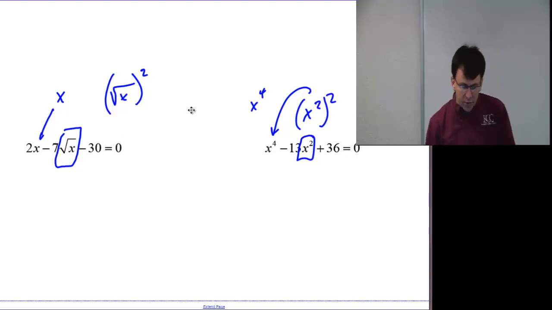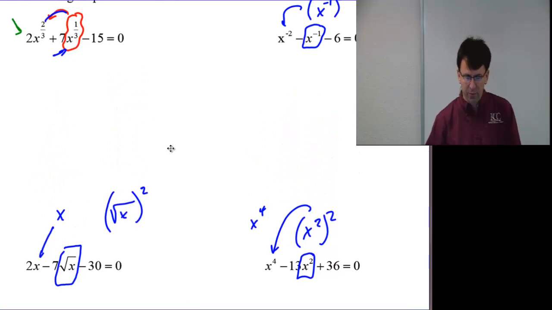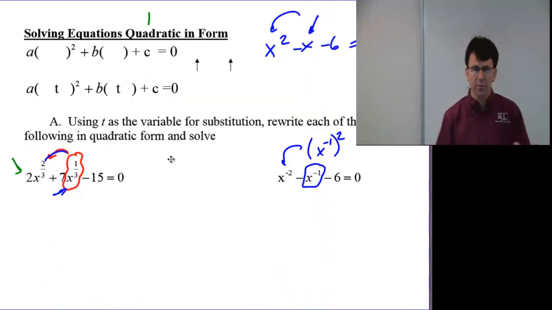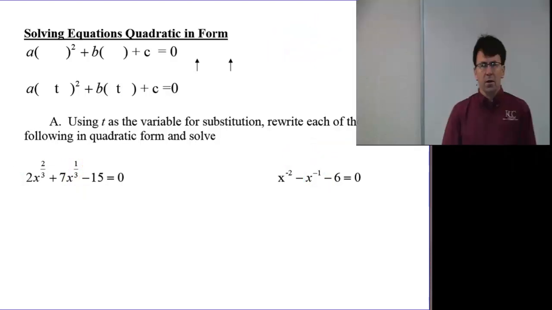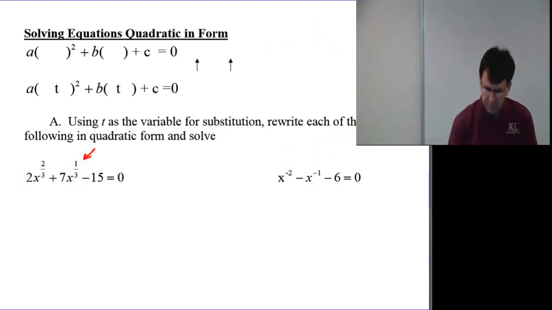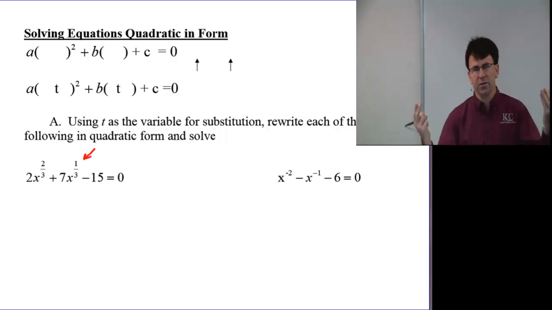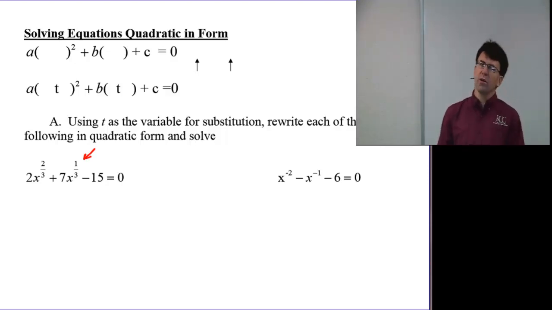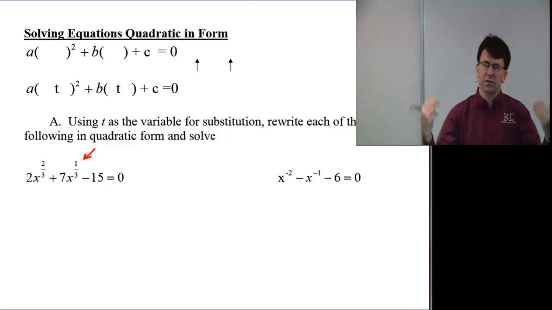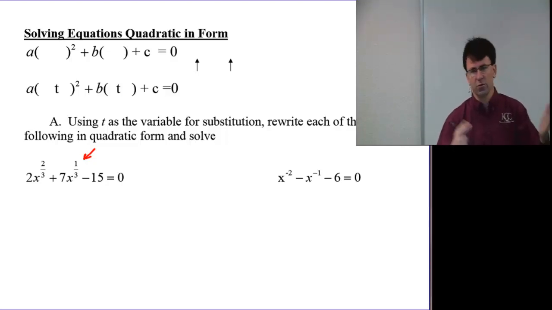Now that we've identified what quadratic in form looks like, let's talk about how we can substitute and make that come together. I need to talk about this substitution method. Some people call it a U substitution and some people call it a T substitution. I've seen it both ways, so you could really go either way.